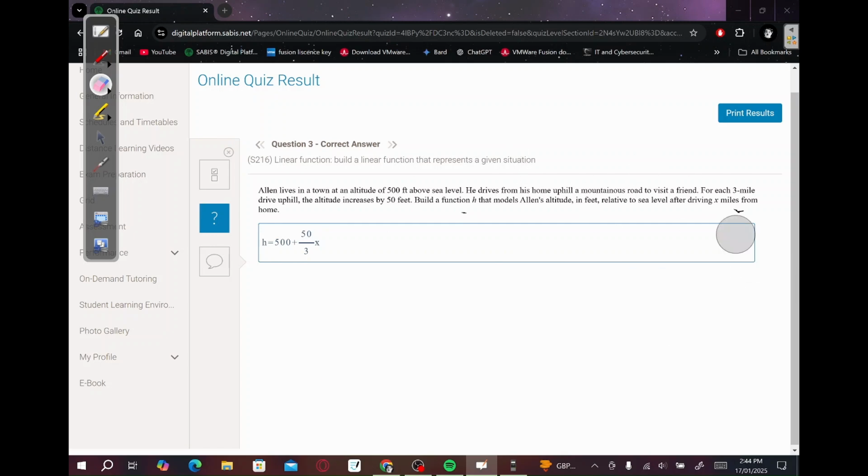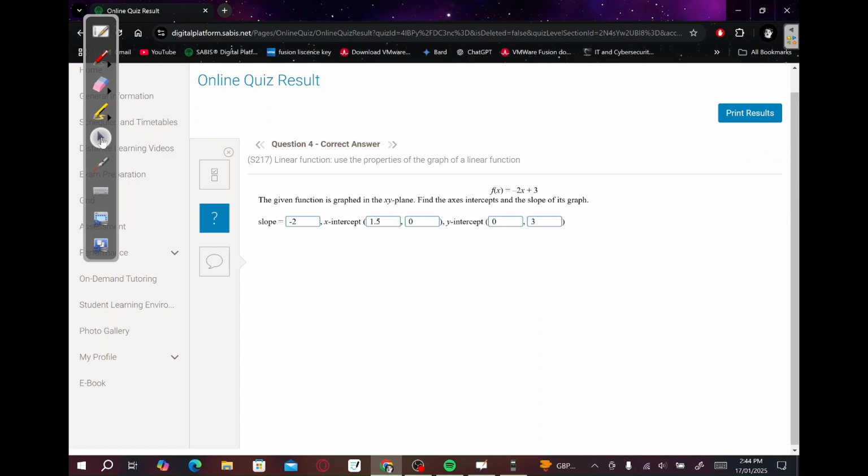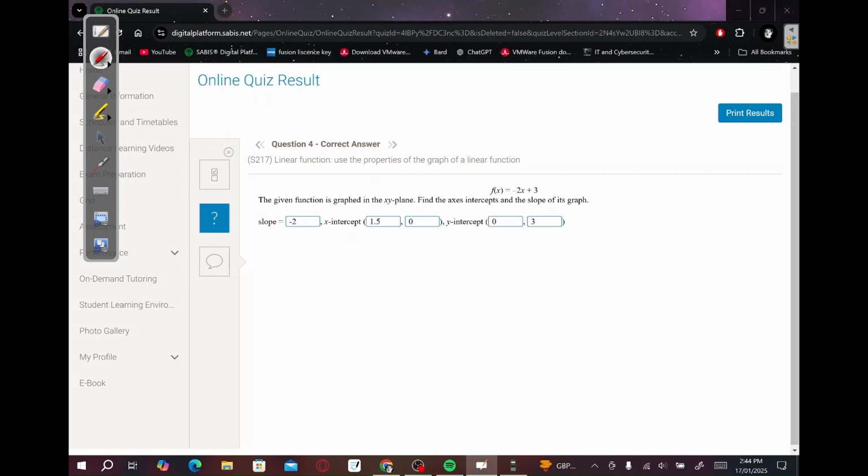So question 4 now. Okay, the function given is graphed in the xy plane. Find the axes intercepts and the slope of the graph. Straight away, we can identify the slope. When you have an equation in the form y equals mx plus c, m is the slope.